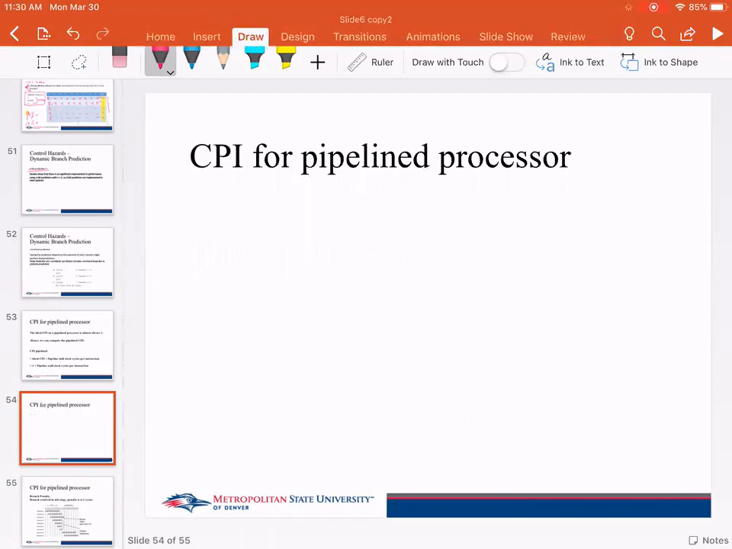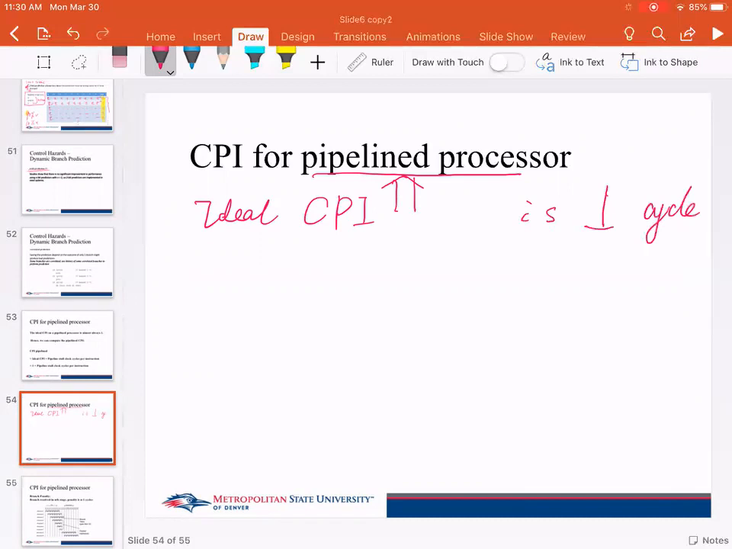So the ideal CPI for a pipeline processor is 1 cycle per instruction, right? It's 1. So the ideal CPI for a pipeline processor is 1. Watch my previous video if you didn't understand this. So the ideal CPI for a pipeline processor is actually 1.